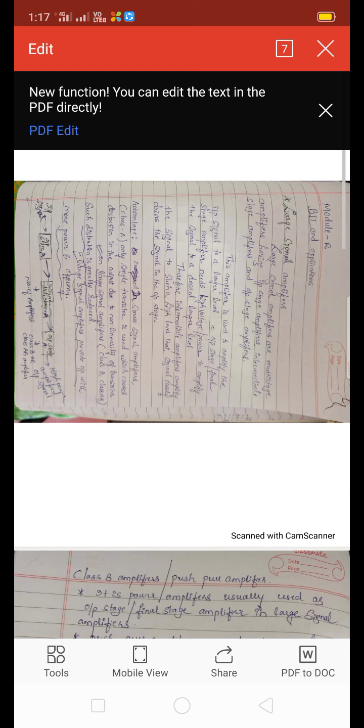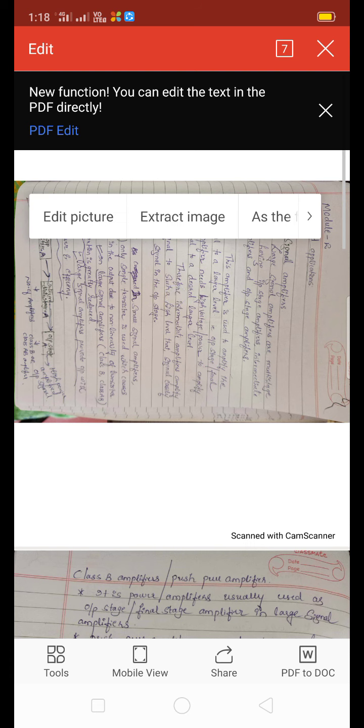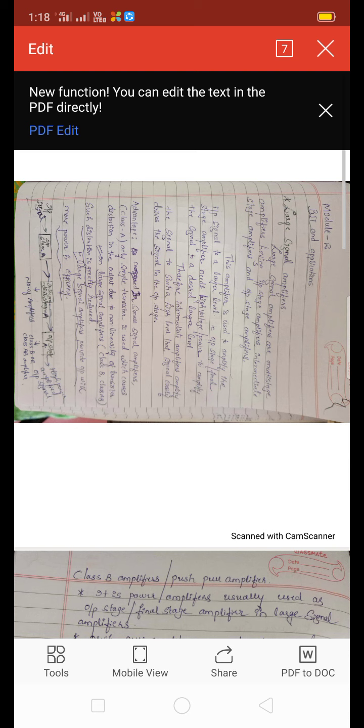We have previously studied small signal amplifiers where we have used only one transistor with associated components in an amplifier circuit. We have seen so many amplifier circuits in which we have used only one transistor with associated components, that is called a class A amplifier as well as a small signal amplifier.